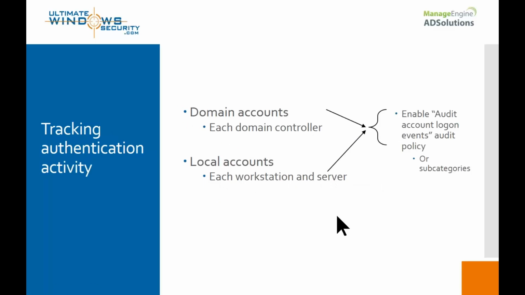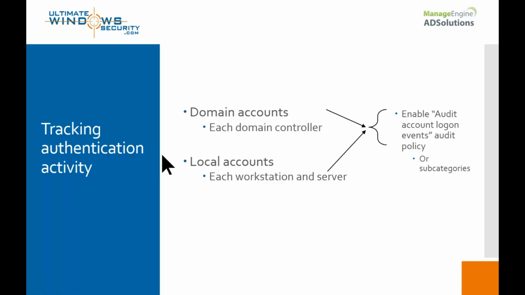If you want to track authentication activity of domain accounts, then we need to enable the account logon category on all of our domain controllers, and then we need the security logs of all of our domain controllers. Remember, security logs are not replicated from one domain controller to another. On the other hand, if we want to track the authentication of local accounts, we would enable that same category, but on our member servers and workstations. Now that's true if we want authentication events.